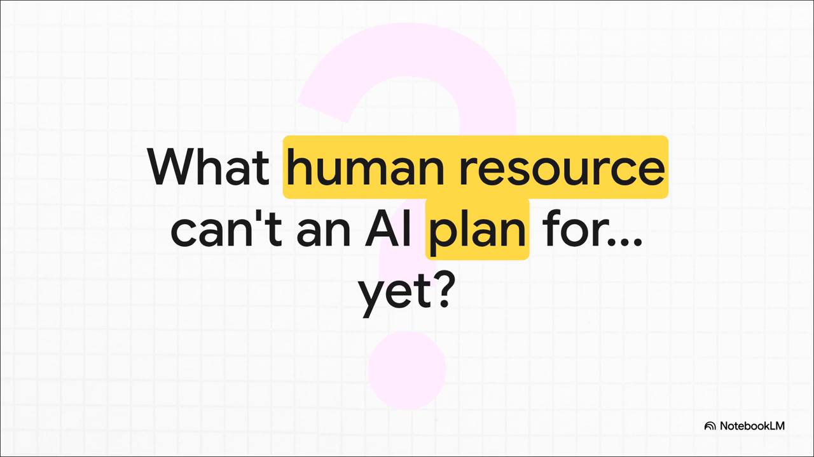AI is clearly becoming a master planner, right? It's optimizing everything from fuel to factory schedules. But as it masters all these things we can measure, it really begs the question, what's the one truly human resource, like creativity or intuition or even empathy, that it still can't plan for? At least, not yet. Something to think about.